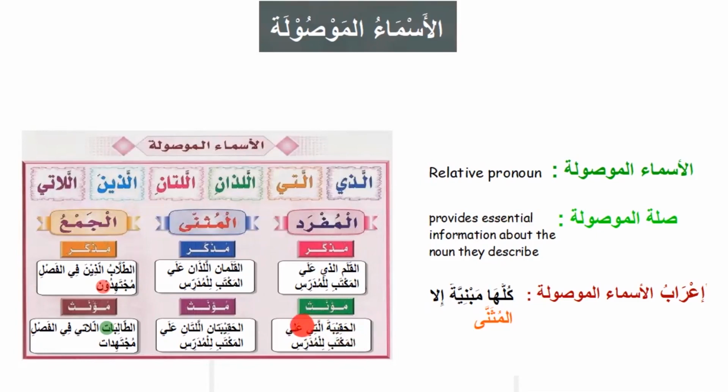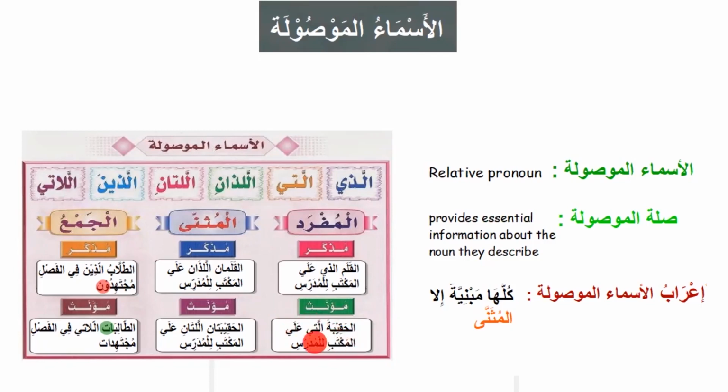It is what differentiates this bag from other bags. Assuming there are several bags in a classroom, but you are saying ala al-maktabi, the one which is on the table. Lil mudarris belongs to the teacher. So that one that provides essential information about the noun you are describing is termed as what? The silatul mawsula. Okay, so whatever comes after the ism mawsula, the relative pronoun, to give a complete meaning is termed as the silatul mawsula.